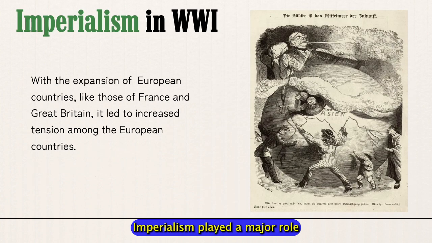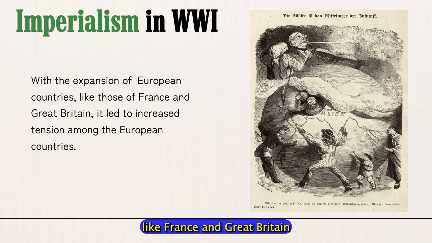Imperialism played a major role in starting World War I. European countries like France and Great Britain were expanding their empires by taking control of colonies in Africa, Asia, and other parts of the world. This expansion gave them access to valuable resources and increased their global power. However, it also created tension among European countries as they competed to gain more land and influence.